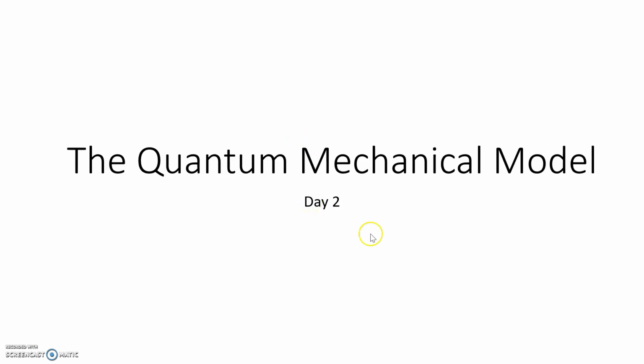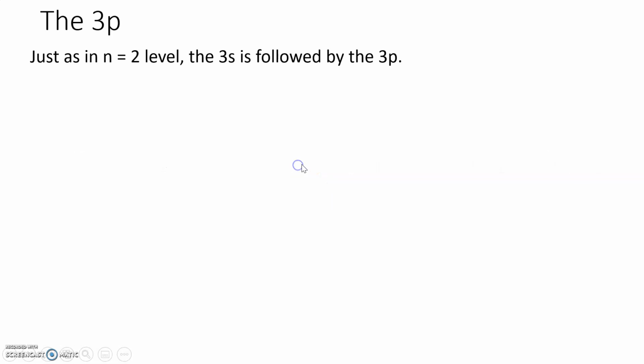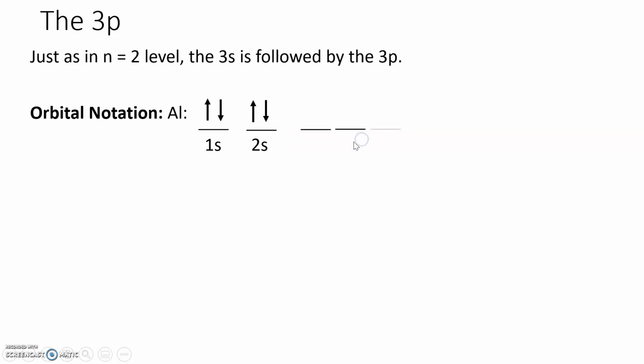All right, welcome back. We're taking a look at the quantum mechanical model, day 2, and picking up right where we left off from day 1. So yesterday we took a look at the 3p. The second energy level is followed by the 3s and then the 3p. So just like we had the 2s and the 2p, we have the 3s and the 3p. So I think we finished up here with aluminum.